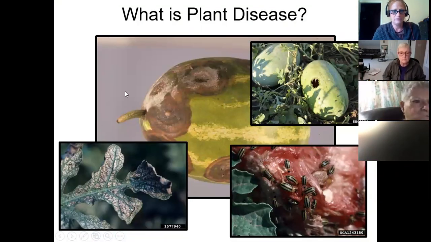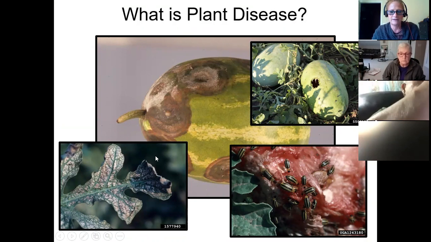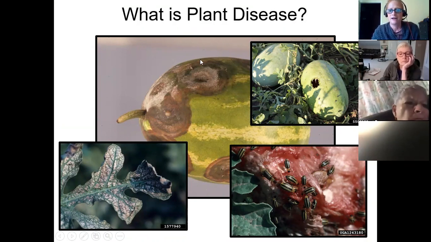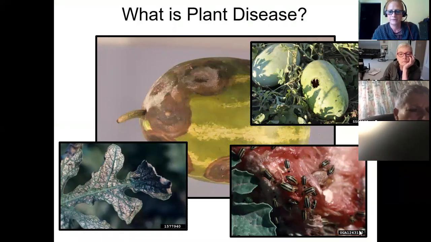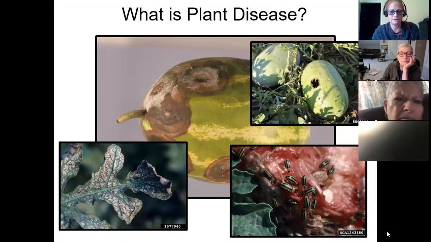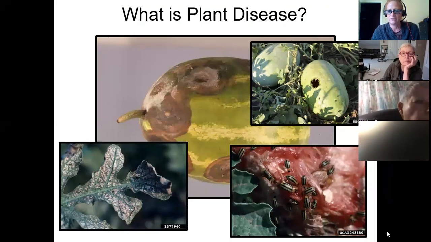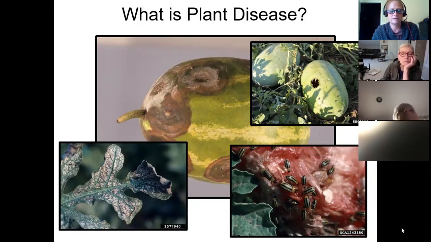And so, first thing we ask is, what is a plant disease? We often have a lot of confusion between a plant disease, it may be a cultural problem, it could be an insect. So one of your first things is going to be correct ID of what the problem is, so that you're not spraying a pesticide on something that you don't need to.